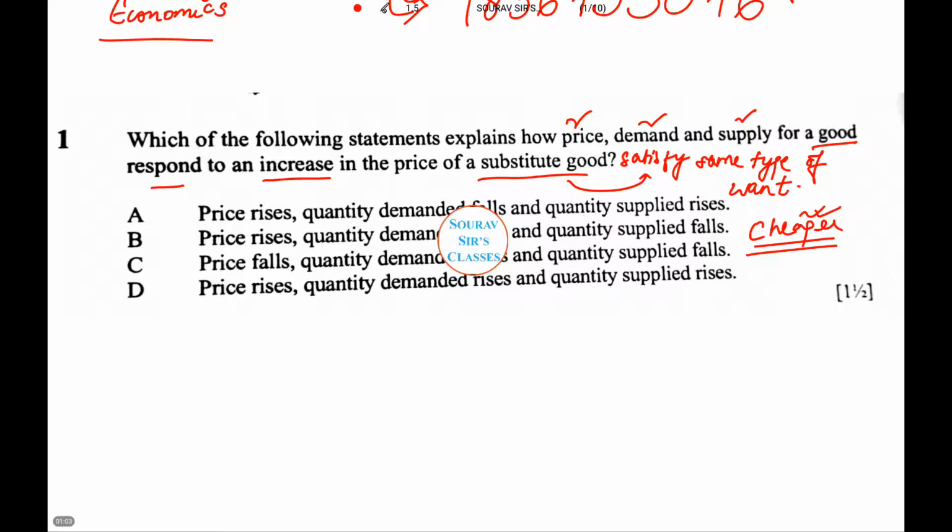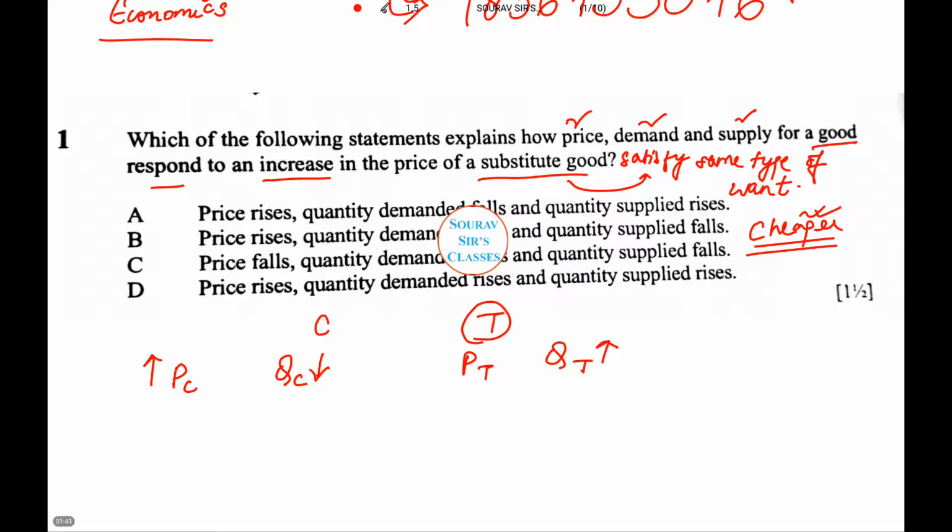Now let us consider two substitutes, say coffee and tea. So this is the price of coffee, this is the quantity demanded for coffee, this is the price of tea, this is the quantity demanded for tea. Now if the price of coffee increases, according to the law of demand, quantity demanded for coffee should fall under ceteris paribus. Now tea being a substitute good, the quantity demanded for tea will increase.